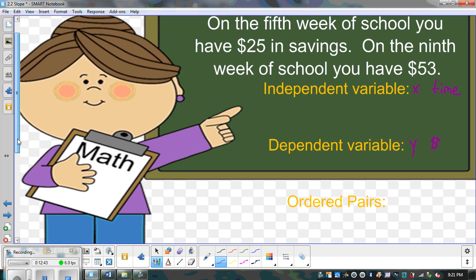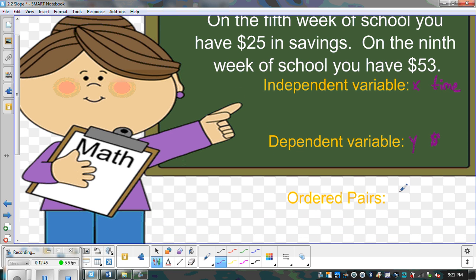So let's take a moment and write those two ordered pairs. We said the x value will be time and the y value will be the money. Well, the first example says on the 5th week of school, we have $25. So that's on the 5th week, we have $25. Our second point says on the 9th week of school, we have 53. So when 9 weeks have gone by, our value we have in savings is $53. We have just come up with the coordinates of two different points.